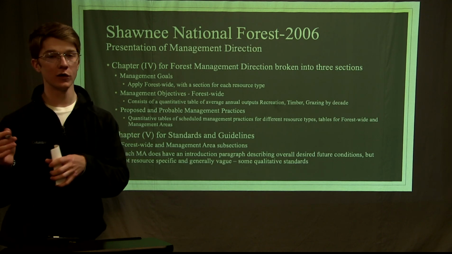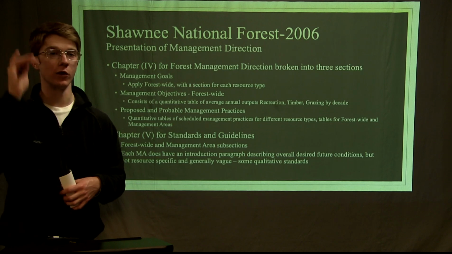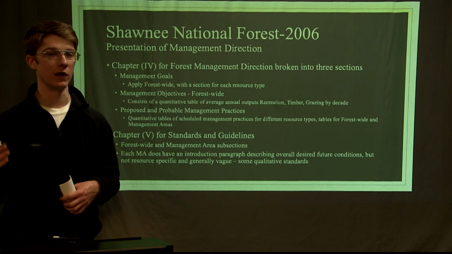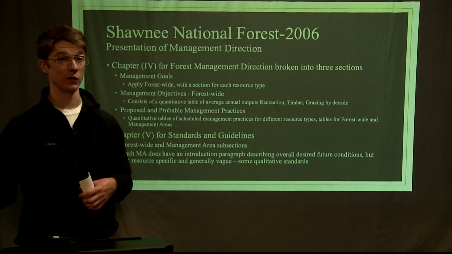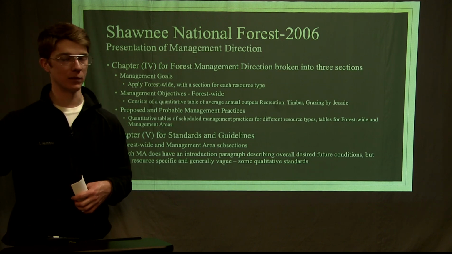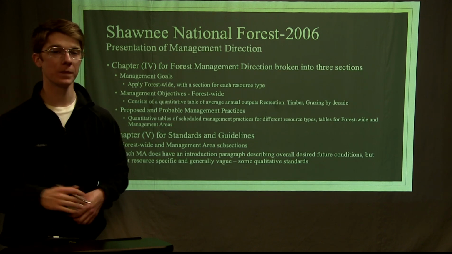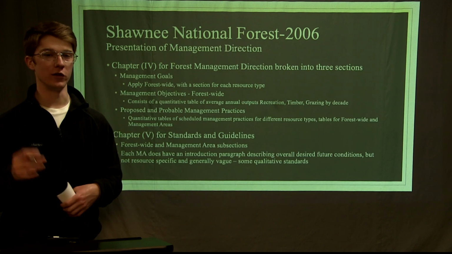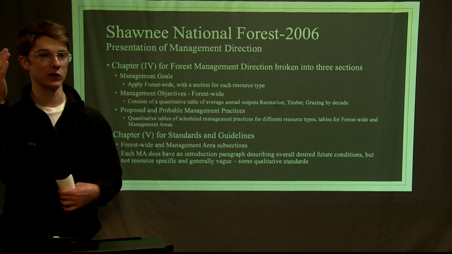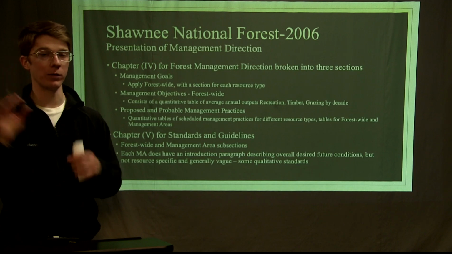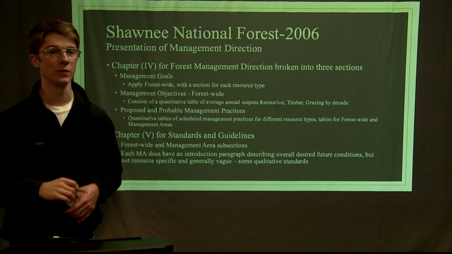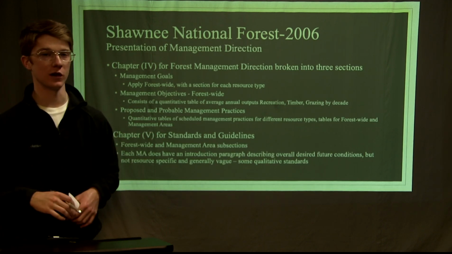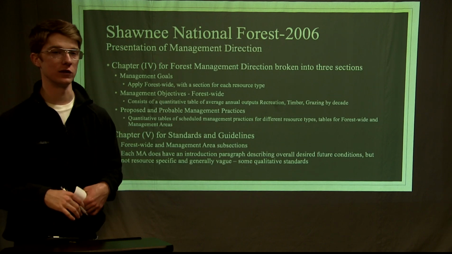Those management goals are broken down by each resource type found within the forest. These are those multiple-use resources: recreation, range, timber, soils, etc. And these apply forest-wide, so they're not broken down by management areas. It's those management goals for each resource type subsection, applying to the whole forest. And these are usually just brief descriptions of what they want to do with these resources going forward.